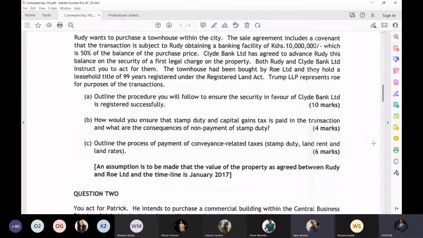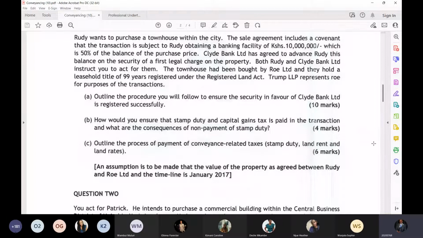I think it will be 20 million. I'm guessing 20 million is the contract rate that you're using, because the question says that 10 million is 50% of the balance of the purchase price. Yes. So, okay, there are different transactions happening here. And this is what actually came to our exam.